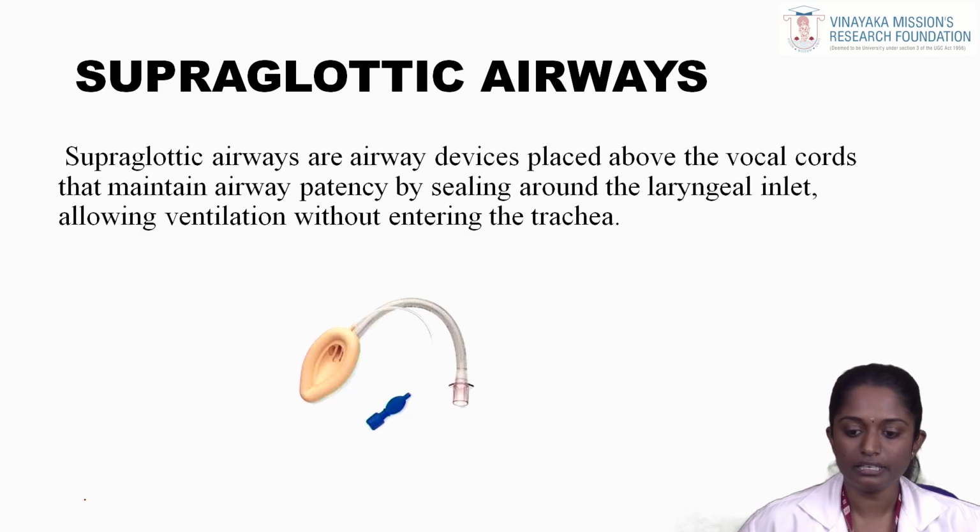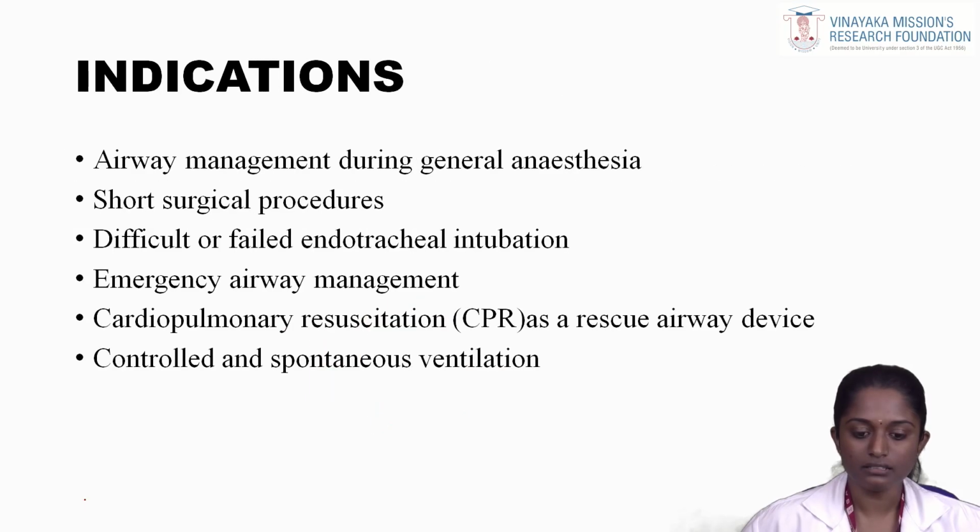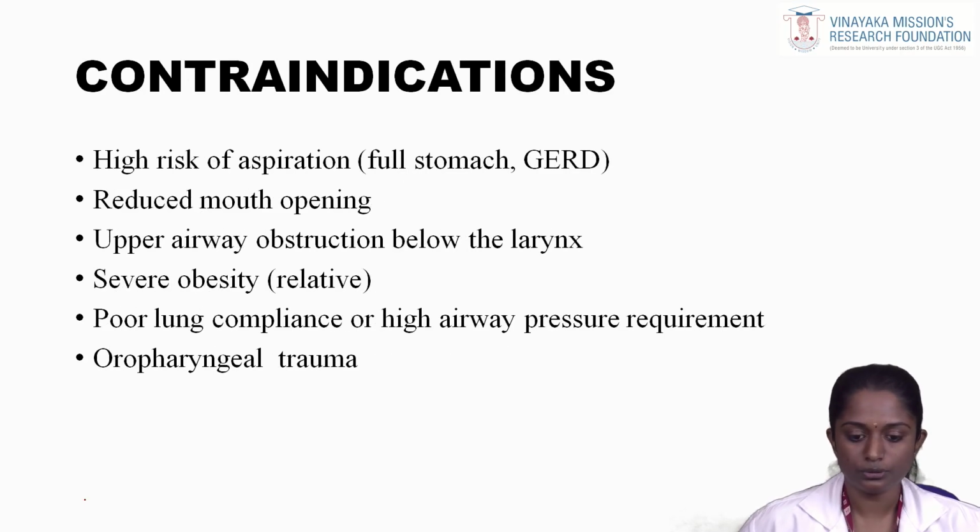Next we will be looking into supraglottic airways. Supraglottic airways are airway devices placed above the vocal cords that maintain airway patency by sealing around the laryngeal inlet, allowing ventilation without entering the trachea. It is just placed above the vocal cords to maintain the airway. Indications: airway management during general anesthesia, short surgical procedures, difficult or failed endotracheal intubation, emergency airway management during CPR, and controlled and spontaneous ventilation.